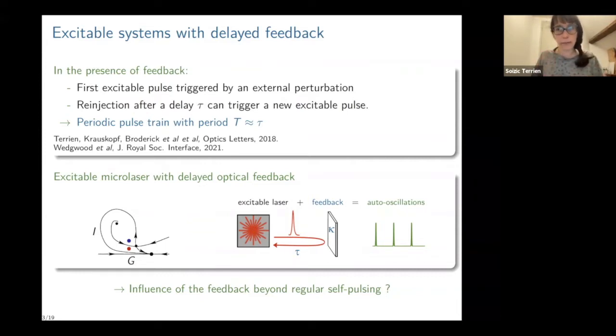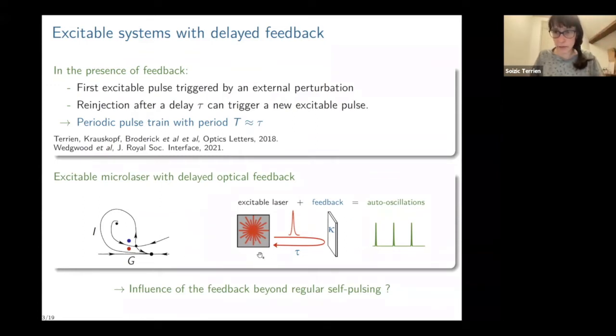As the process repeats, you can have a periodic pulse train with a period which is related to your delay tau. So basically the first excitable pulse regenerates itself after each delay time tau. The setup we study to investigate the effect of feedback on an excitable system is an excitable microlaser with delayed optical feedback.